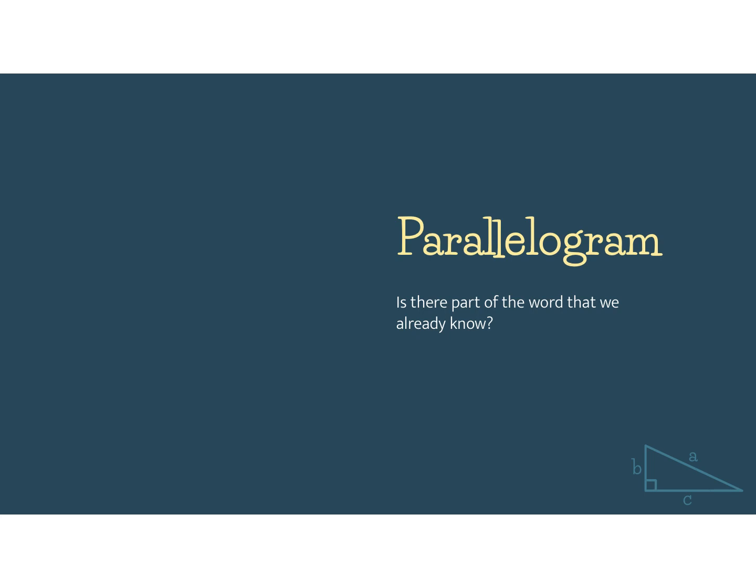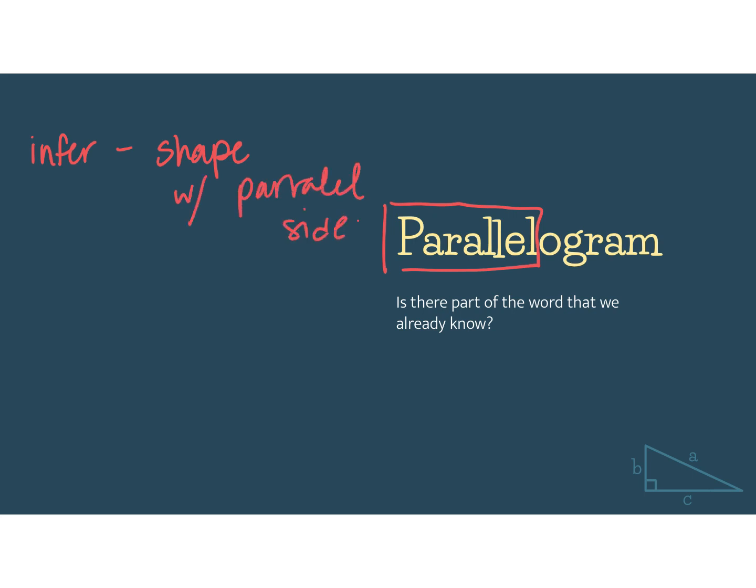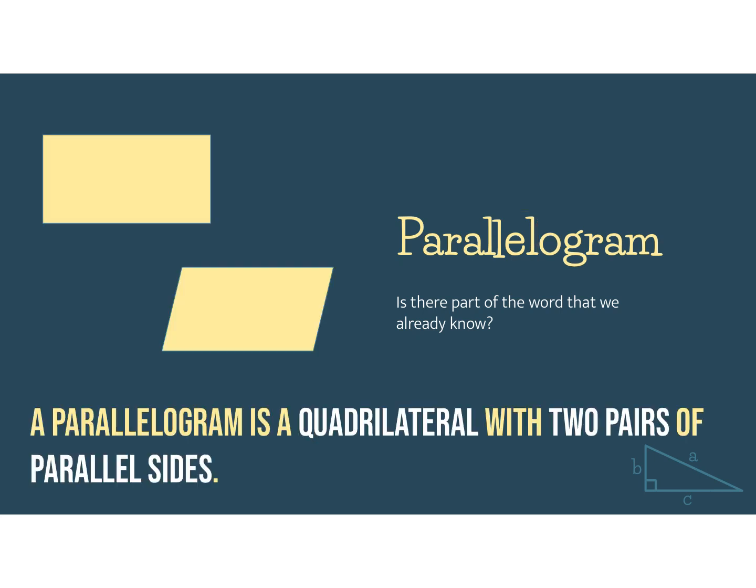So if we look at the word parallelogram, at the start we see the word parallel. So what we can assume or infer is that it's going to be a shape with parallel sides. Parallel sides. All right. So a parallelogram is a quadrilateral.